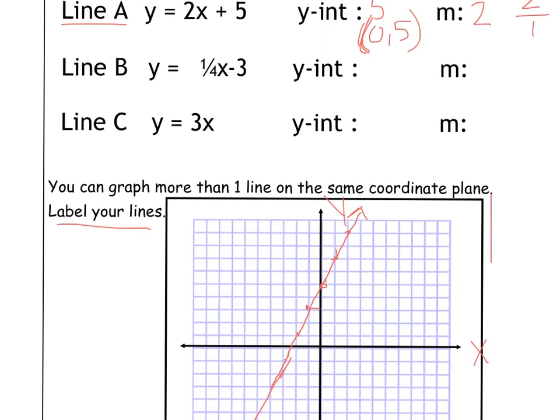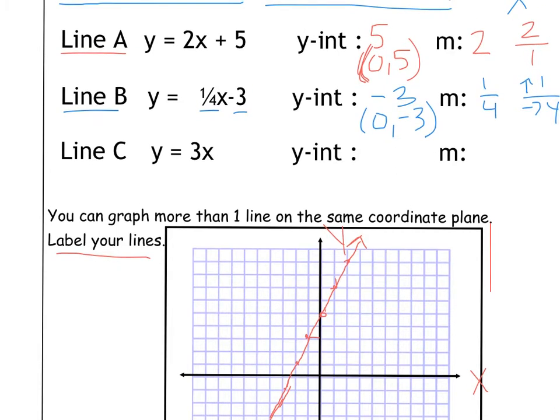Line B, let's do this one in blue. Line B is, we're going to look, and we have a y-intercept of -3, which would be plotted by the point of (0, -3), left and right 0, and down 3. Our slope is 1 over 4, which means we're going to go up 1 and to the right 4. Notice how I write the slope as a whole number here and as a fraction here, but I know what those movements mean. So let's graph line B.